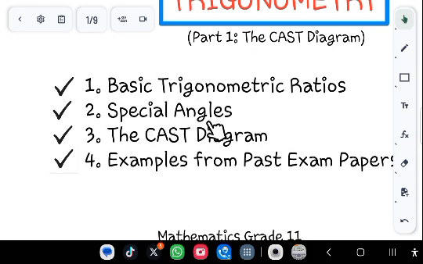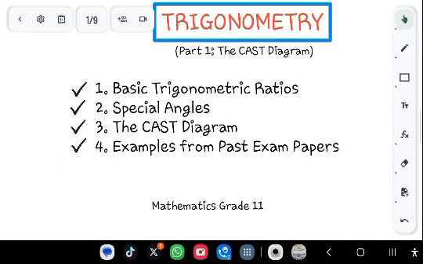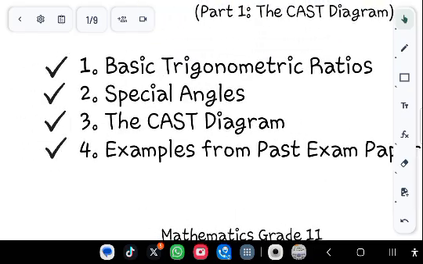Number 2, we're going to look at special angles and how they become important and how to use them whenever you are required to evaluate any of the trigonometric ratios without using a calculator. Number 3, we're going to look at the CAST diagram and we'll see exactly who the CAST stands for and who is positive where and how you determine that.